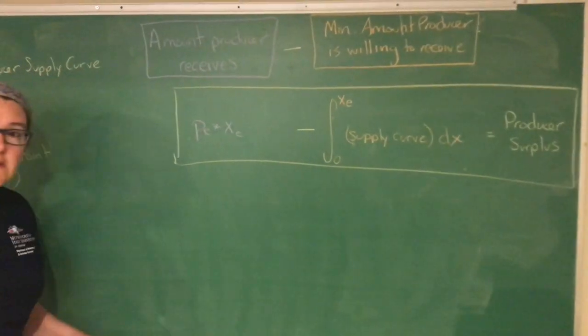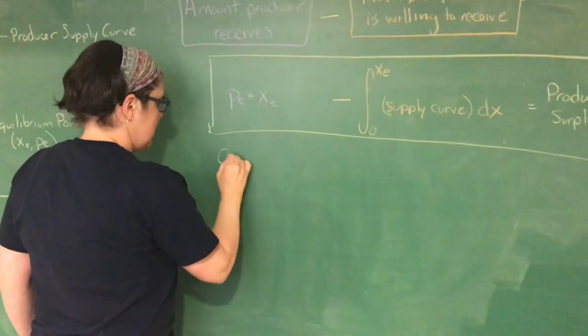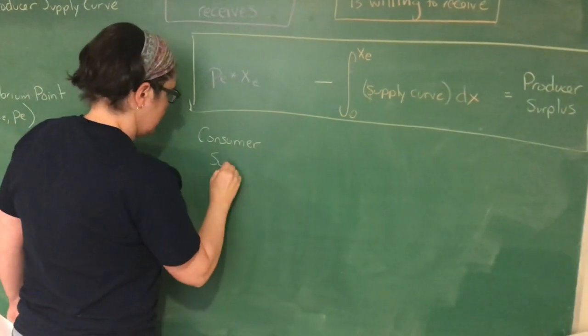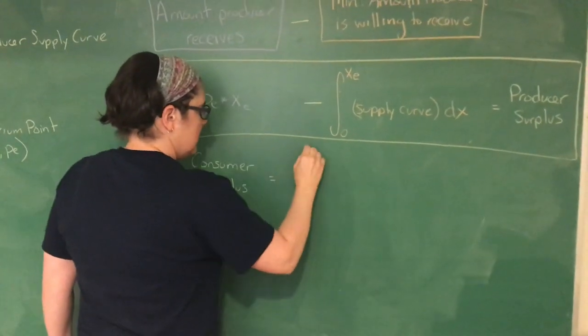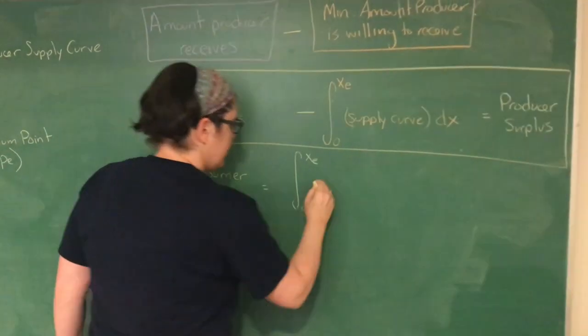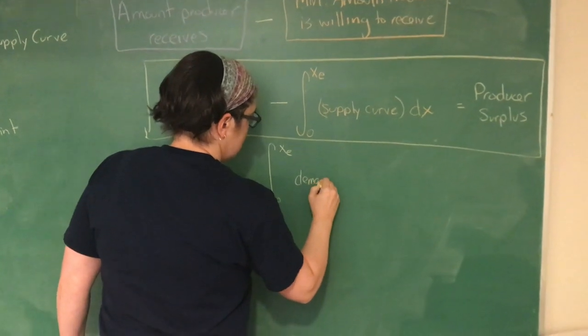And you might compare that to consumer surplus that we saw in the last section, or in the last part of the video. The consumer surplus, that one started out with the integral from 0 up to our quantity of our demand curve.